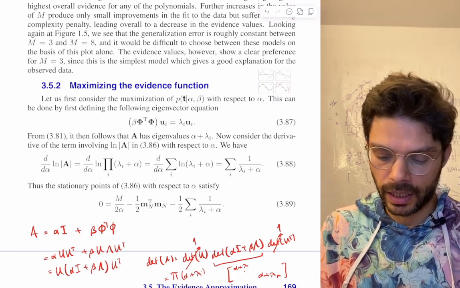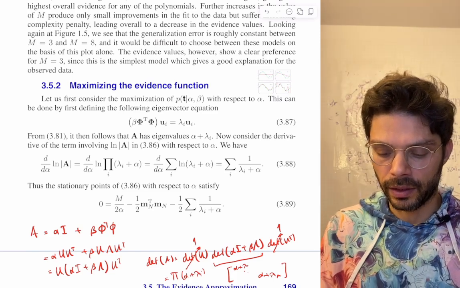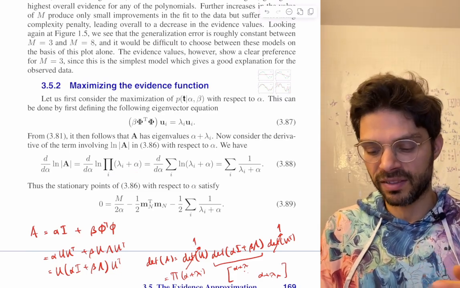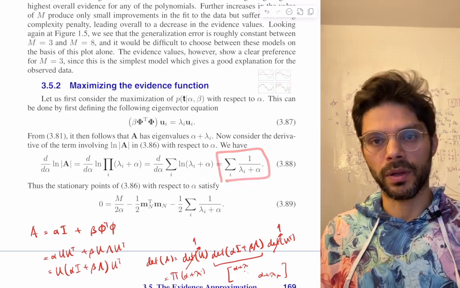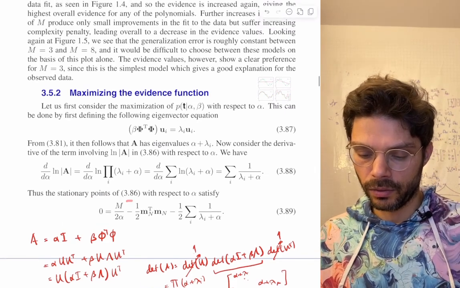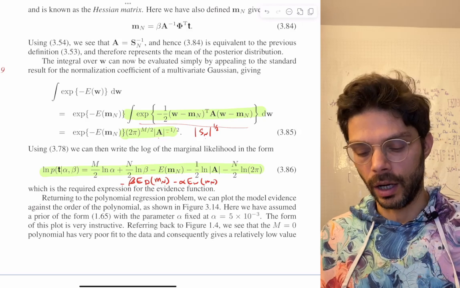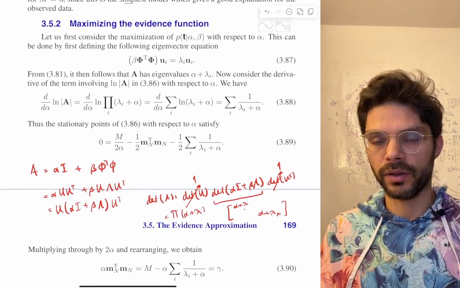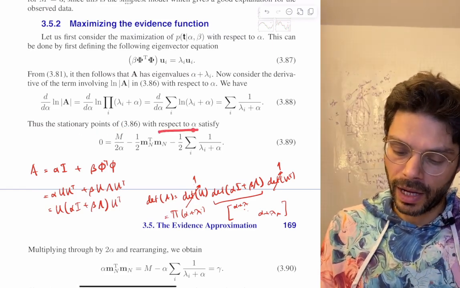All right, now we want to take its derivative with respect to alpha. Well, we've got the ln of this product, which then becomes the sum of the lns of the individual components. Then we take a derivative, and we end up with this simple term. So the stationary points of 3.86. Where was 3.86 again? Yeah, this is our log marginal likelihood, or log evidence. It's the stationary points of that function with respect to alpha that satisfy the following.